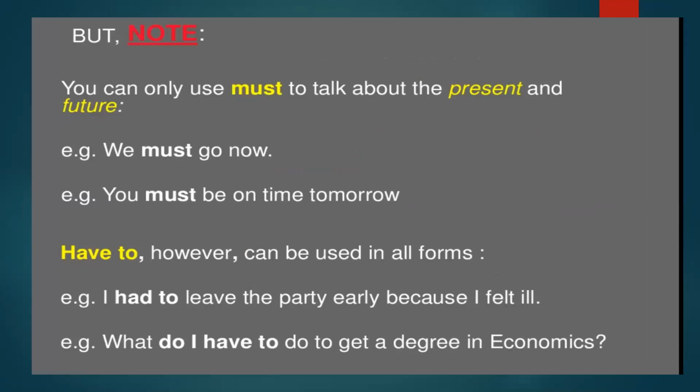And also must is used in the present and future forms. We must go now. We must write this. We must do that. We must be on time tomorrow. So must is used in present and future, whereas have to is used in all forms. What I have to do tomorrow. I had to leave the party early because I felt ill. So have to is used in all forms.